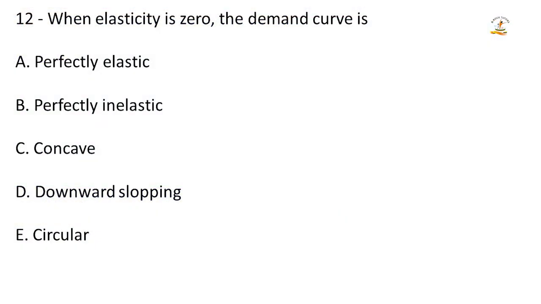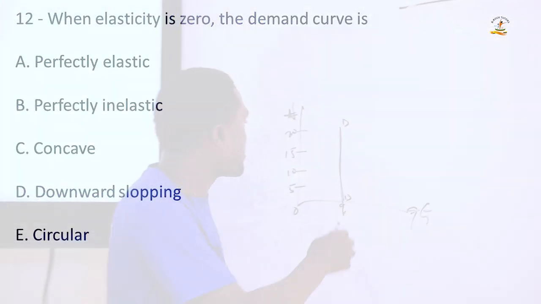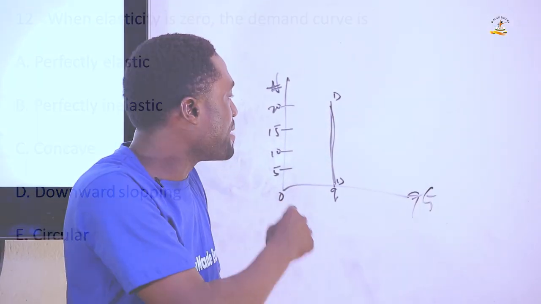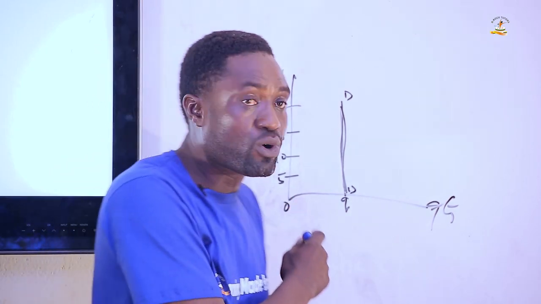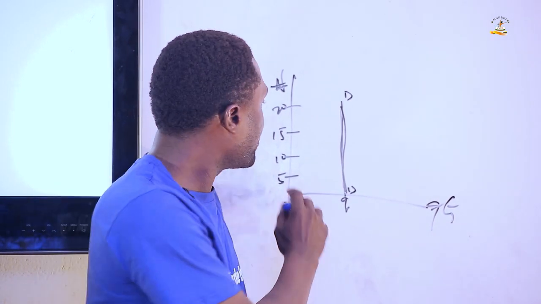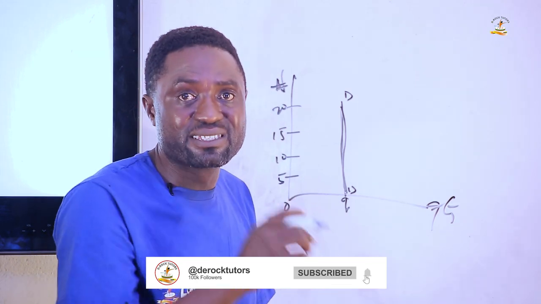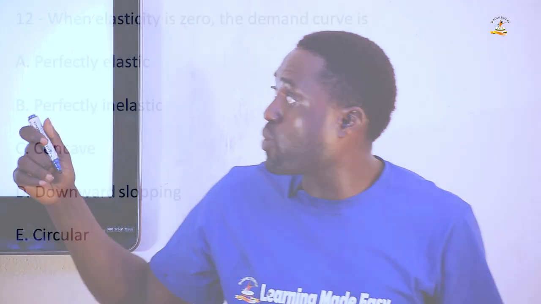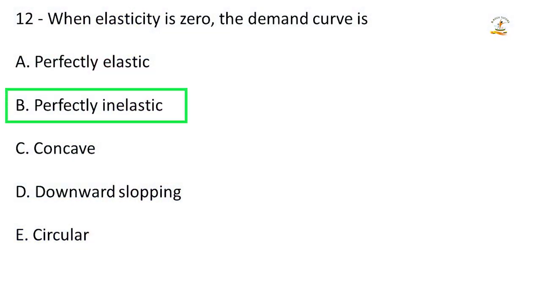Question number 12. When elasticity is zero, the demand curve is A, perfectly elastic, B, perfectly inelastic, C, concave, D, downward sloping, E, circular. I have explained this in one of the questions I've solved earlier. When elasticity is zero, the demand curve is perfectly inelastic, and that is why I drew this graph. You can see it is perfectly inelastic. Some textbooks will tell you it is zero elasticity of demand: the price changes and the quantity demanded remains the same. So it is zero elasticity of demand, or perfectly inelastic.